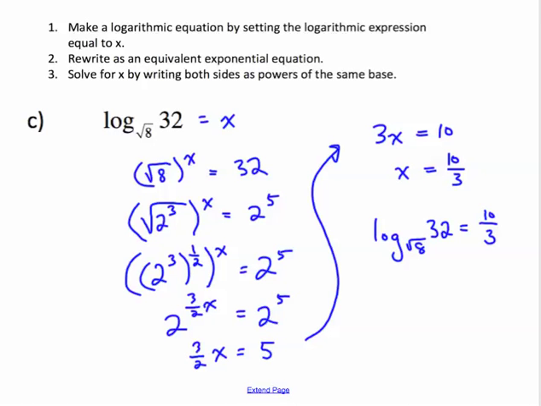So that's an approach to solving more complex logarithmic expressions.